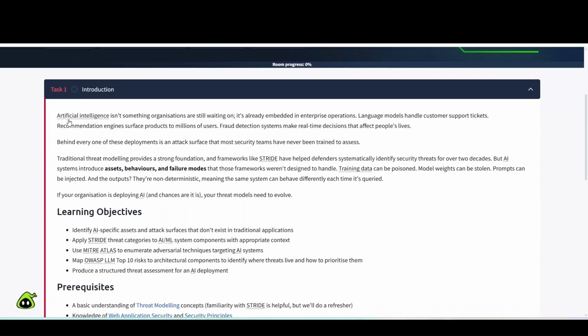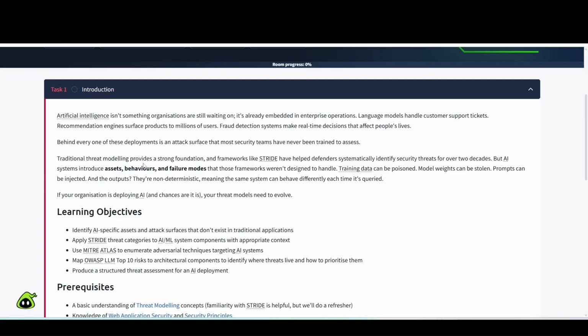Task number one, introduction. Artificial intelligence isn't something organizations are still waiting on. It's already embedded in enterprise operations. Language models handle customer support tickets, recommendation engines surface products to millions of users, fraud detection systems make real-time decisions that affect people's lives. Behind every one of these deployments is an attack surface that most security teams have never been trained to assess.